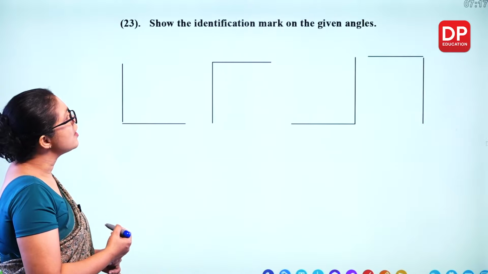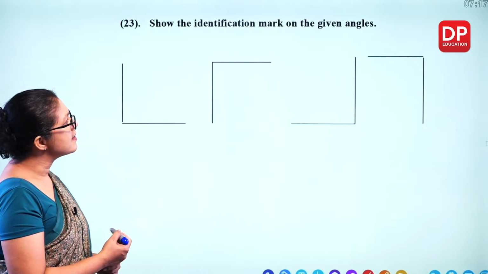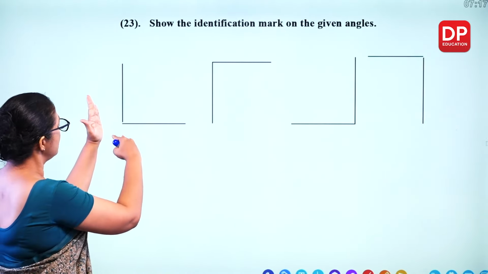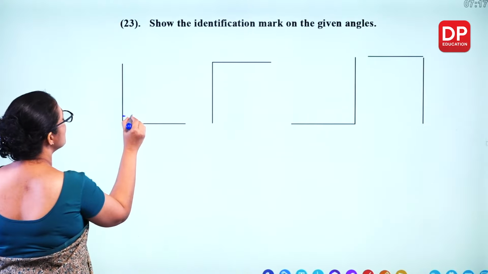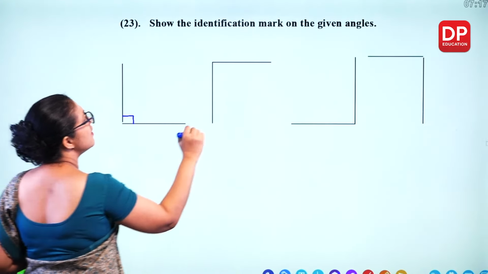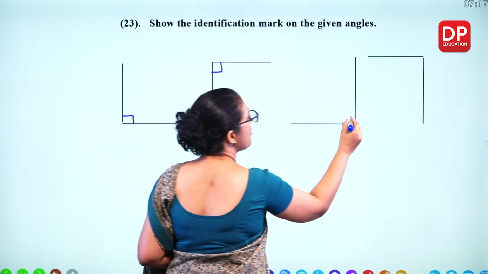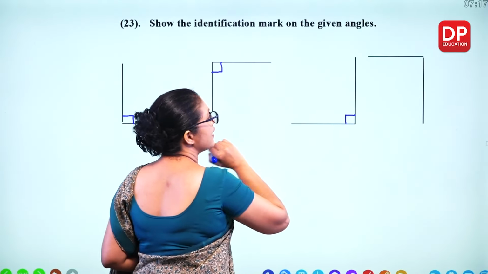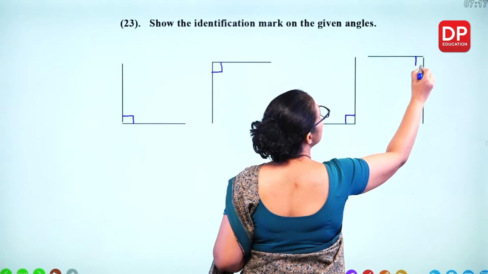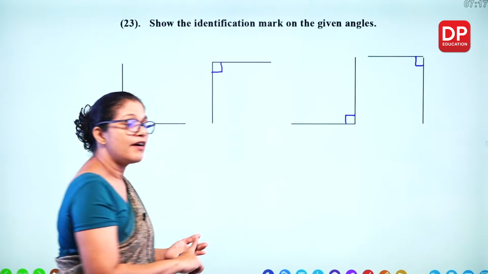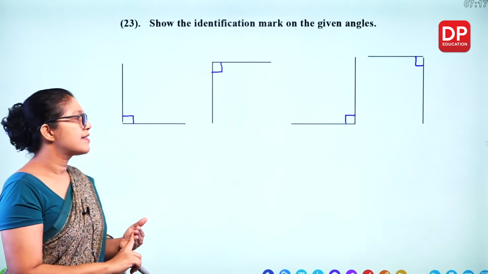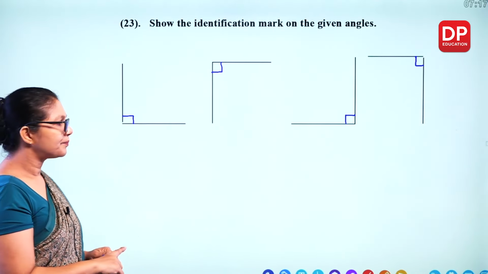Show the identification mark on the given angles. So we see this is a right angle, so you can use this symbol. This is also a right angle. Use this symbol. Right angle. So here also a right angle. If you see a right angle, that's this symbol.